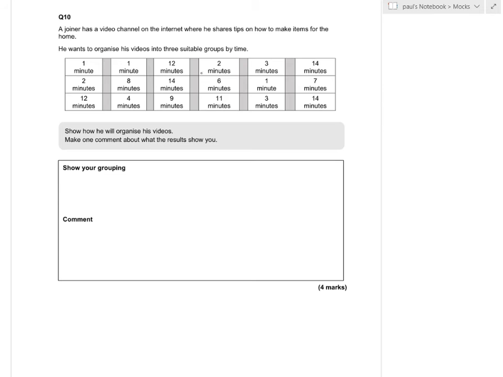A joiner has a video channel where he makes items. He wants to organize them in 3 suitable groups. The shortest one is a minute, and the longest one is 14 minutes. So 14 take away 1 is 13. The range is 13. So 13 divided by 3 is 4.3.